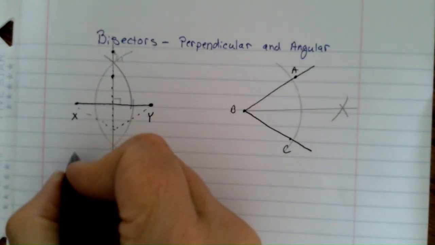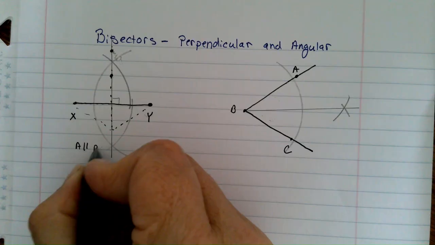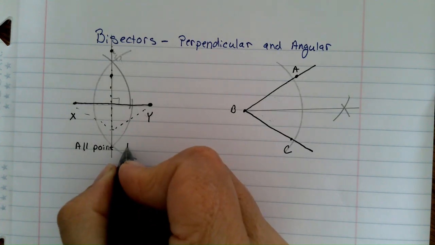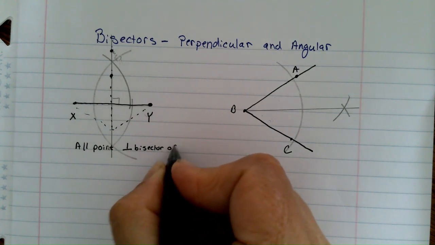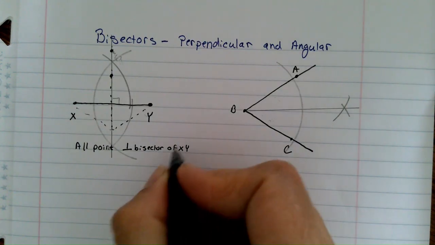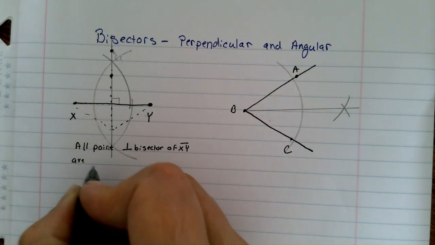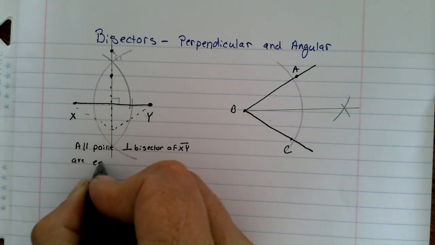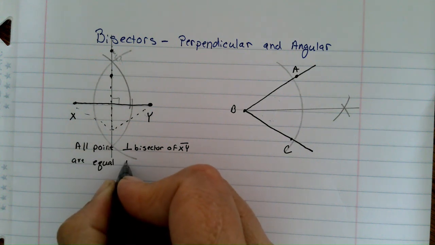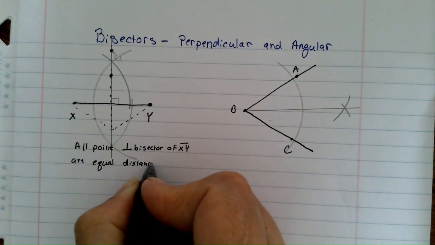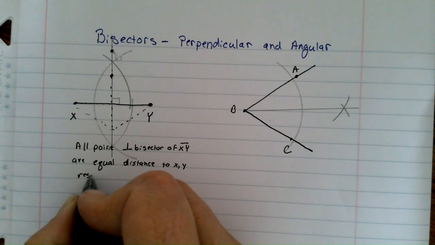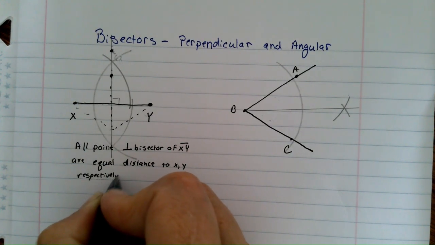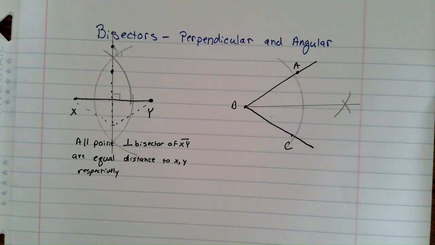So all points on the perpendicular bisector of XY are equal distance to X or Y respectively. And all those points that are equal distance are all on the same line.